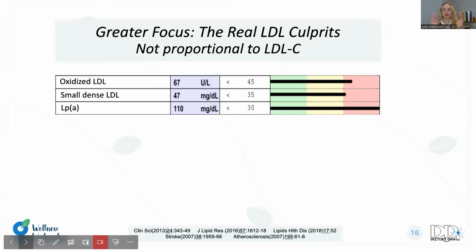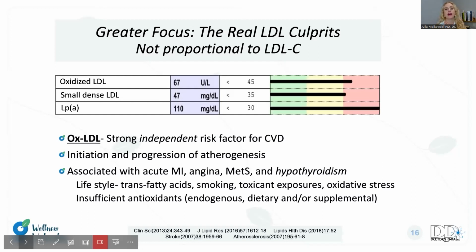We know that LDL provides us a piece of information about value, but we want to understand what is happening with the LDL. The first piece of information we have is the oxidized LDL. Now, the oxidized LDL, this is a risk factor for cardiovascular disease, and this is independent of LDL. Oxidized LDL, that is that portion of the LDL that has been oxidized.